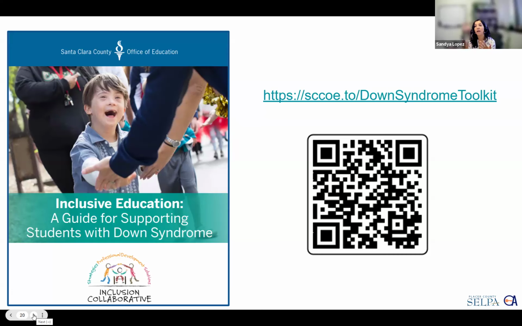Oftentimes, when we write IEPs, and I am a former ed specialist, some of the goals don't necessarily make sense, and they match those of other students, perhaps within an SDC or an RSP class. But we know that our students with Down syndrome have a very amazing, very unique identity, and so this really focuses on what promising practices look like developmentally throughout the years, specifically with academics. Next slide.